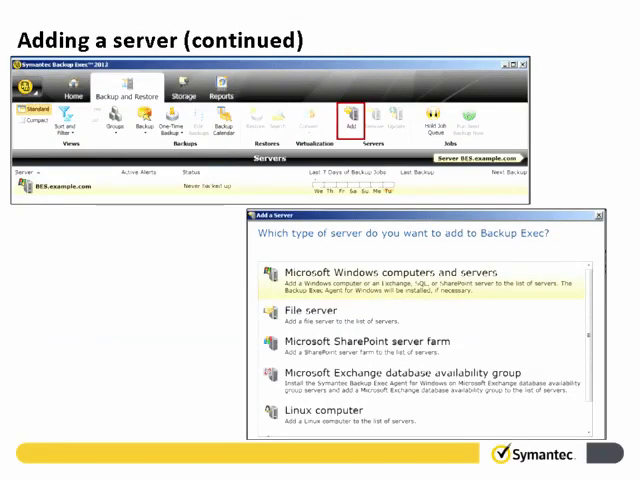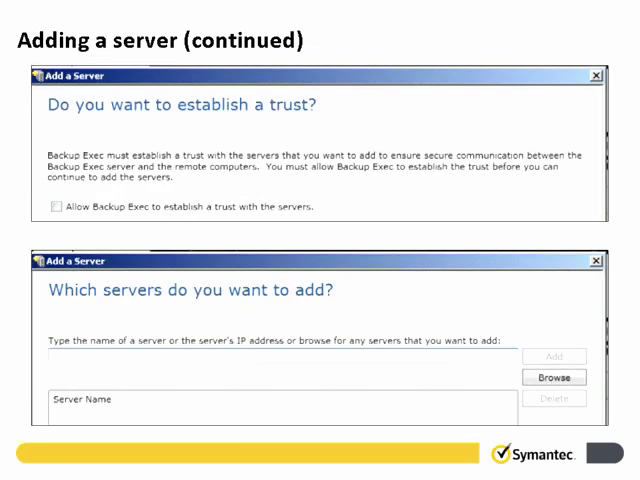To add a server, I go to the Backup and Restore tab, click the Add button in the ribbon, and it will ask me what type of server I wish to add. In this case, we're going to add a Microsoft Windows machine. And it's going to ask you if you want to establish a trust.